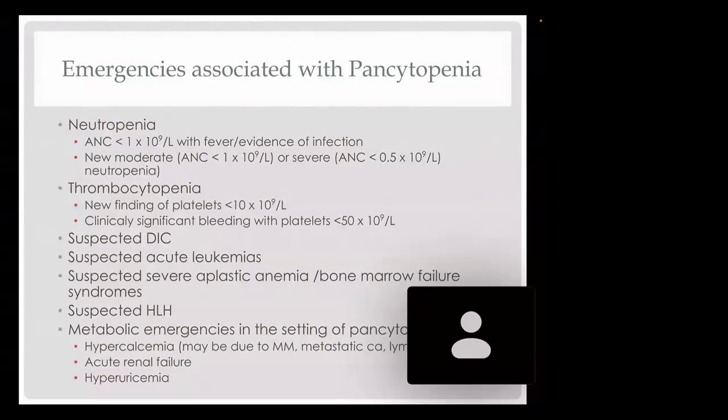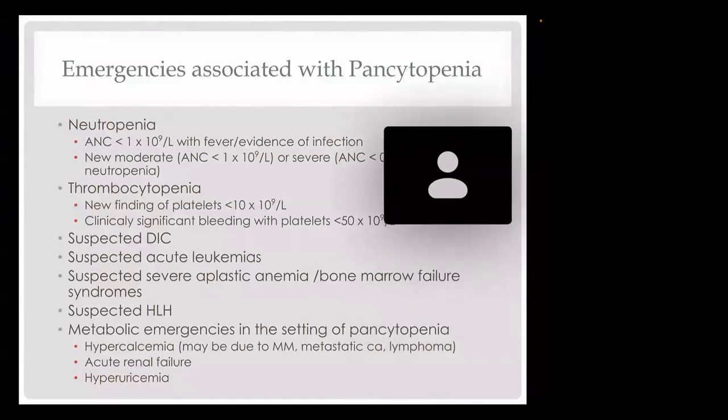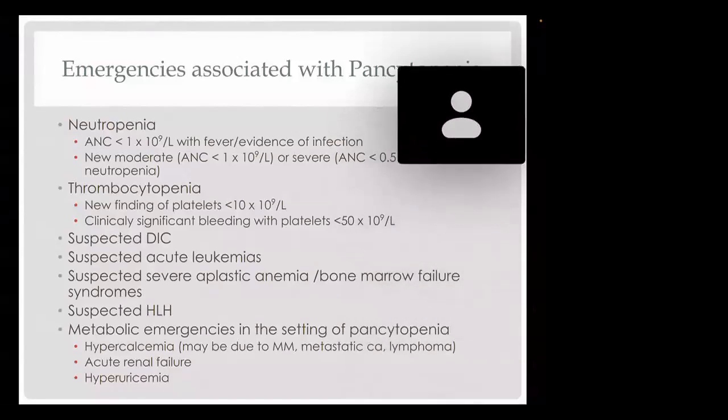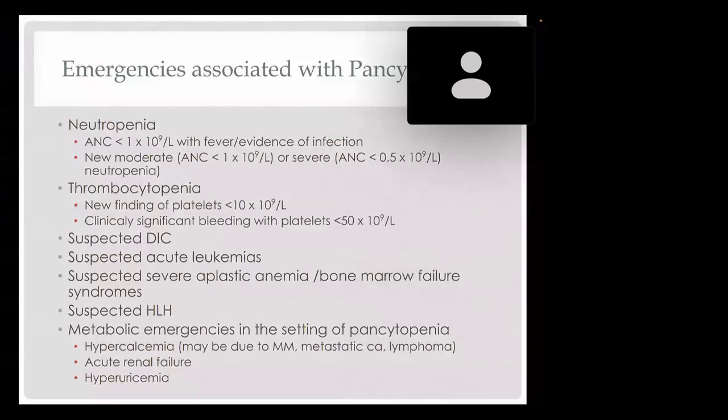And if there's suspected HLH, then other emergencies associated with primary hematological disorders that can be associated with pancytopenia include hypercalcemia in the setting of multiple myeloma or metastatic cancers and also lymphomas. Then AKI and also hyperuricemia.